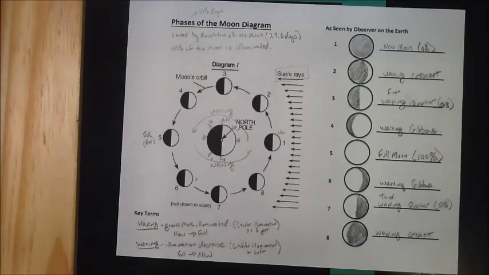But for now, phases of the moon, it's about a month. Okay, the word month comes from the word moon. Okay, they used lunar months originally.